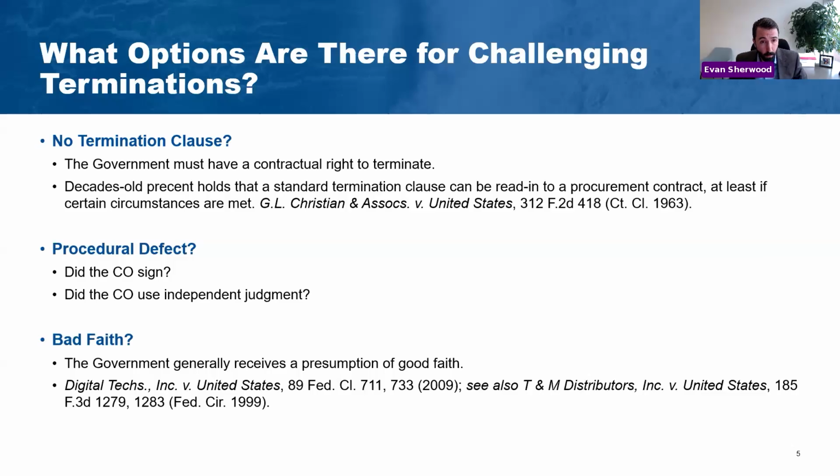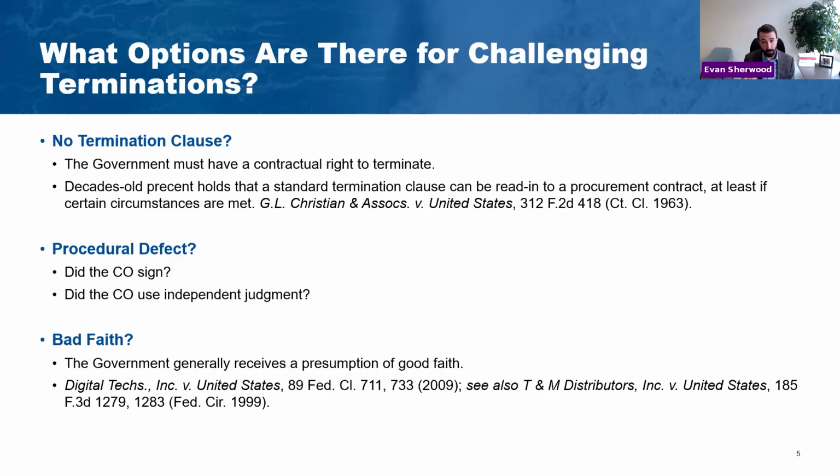But let's talk about your options for challenging a termination notice. There are three principal options that I want to talk about today. One is if the contract itself does not have a termination clause. The government needs a contractual right to terminate. If it doesn't have that, it can't terminate. The trouble is, for FAR-based procurement contracts, there is longstanding precedent that says the government can read in a termination clause, even if it's omitted.